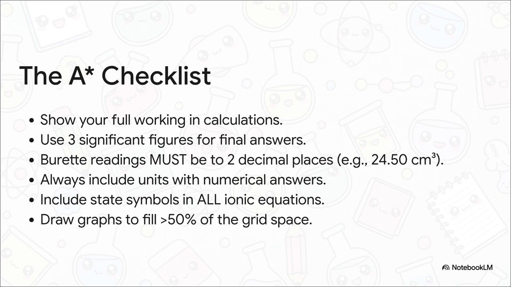And this one is huge. Burette readings must have 2 decimal places. You write 24.50, not 24.5. That 0 matters. Never forget units, always use state symbols in ionic equations, and make your graphs big and clear. These aren't just suggestions, they are the habits of A students.